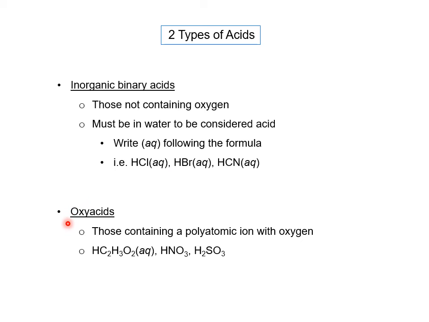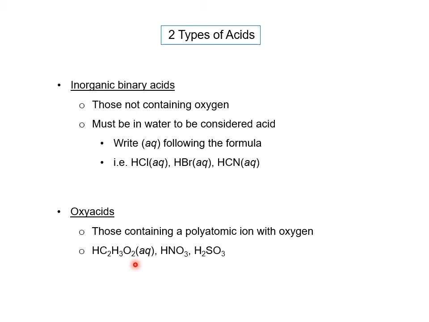The second type of acid is called an oxyacid, and the oxyacids contain oxygen in them. Usually the oxyacids are a hydrogen attached to a polyatomic ion that contains an oxygen in it. With the oxyacids, almost all of them have to be in water. They can't just be pure, except for acetic acid. The only one that we can have a pure form of is acetic acid.